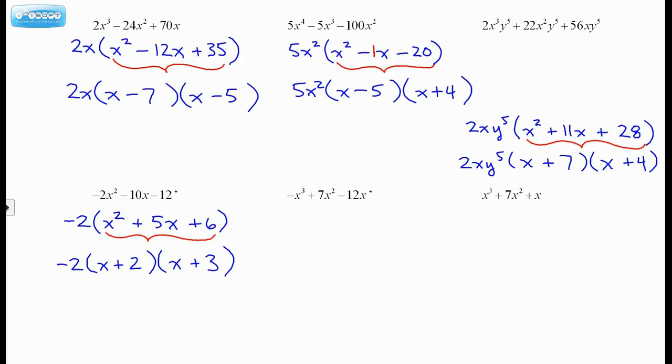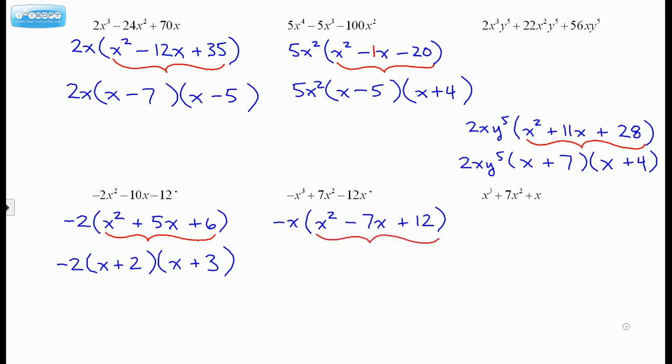The next example, looking for the GCF, I can factor out an x, and the number in front of here, well, it's negative 1. But again, because it's negative, we want to factor that out. So I'm going to factor out a negative x. Again, why do I factor out the negative? It's so that the x squared that goes inside is positive. So this becomes negative 7x, and this would become positive 12. And there we go.